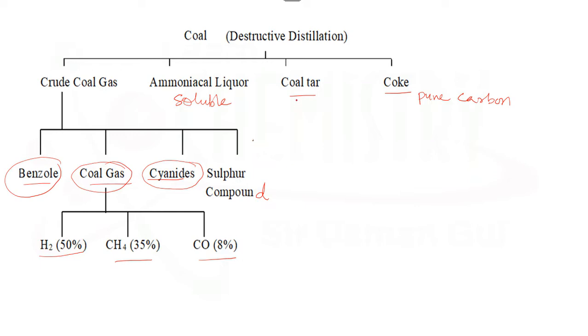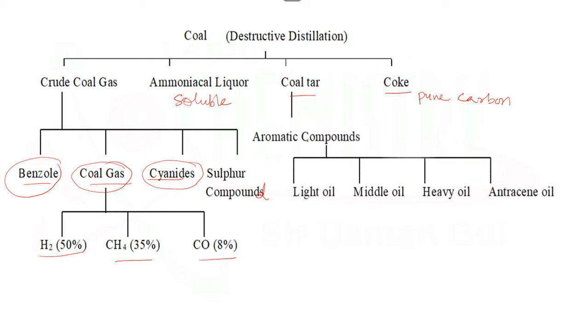Okay, now let's talk about the coal tar. Coal tar is a very useful product of the coal. When we distill this coal tar, we also get a huge amount of products that are mostly aromatics. Basically the aromatic compounds include light oil, middle oil, heavy oil, and anthracene oil. We can divide these aromatic compounds into four categories.